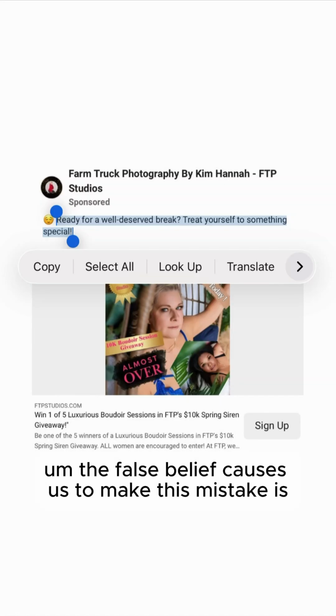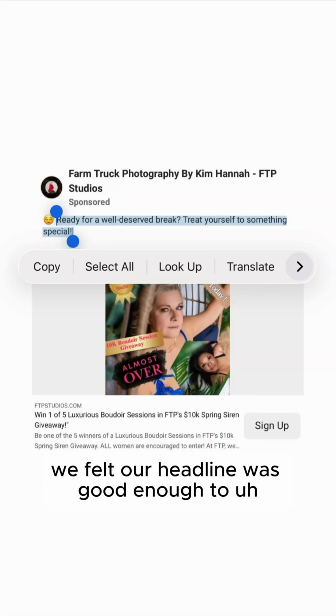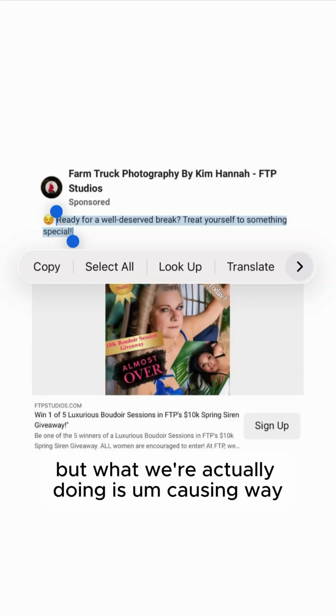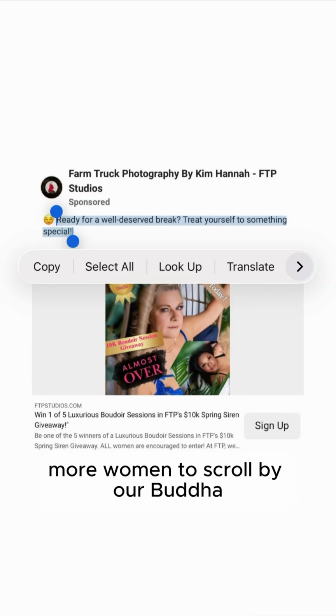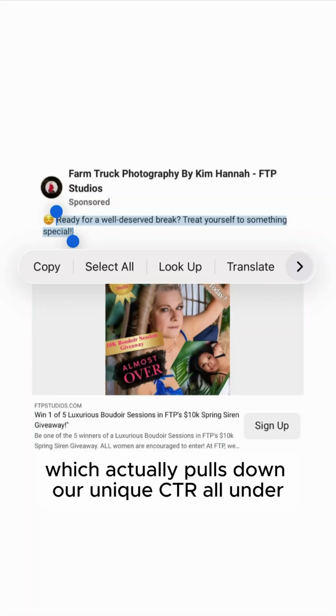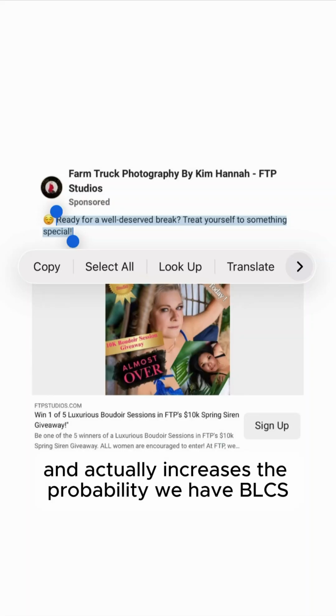The false belief that causes us to make this mistake is we felt our headline was good enough to maximize our results, optimize our results. But what we're actually doing is causing way, way, way more women to scroll by our Boudoir Facebook ad than necessary, which actually pulls down our unique CTRL under 6% and increases the probability we have BLCS.